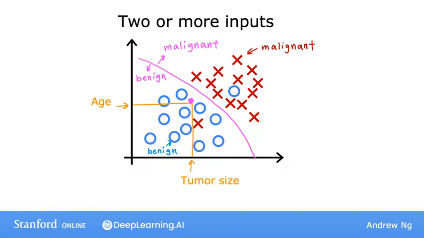From this example, we've seen how two inputs, the patient's age and tumor size, can be used. In other machine learning problems, often many more input values are required. My friends who worked on breast cancer detection used many additional inputs, like the thickness of the tumor clump, uniformity of the cell size, uniformity of the cell shape, and so on.